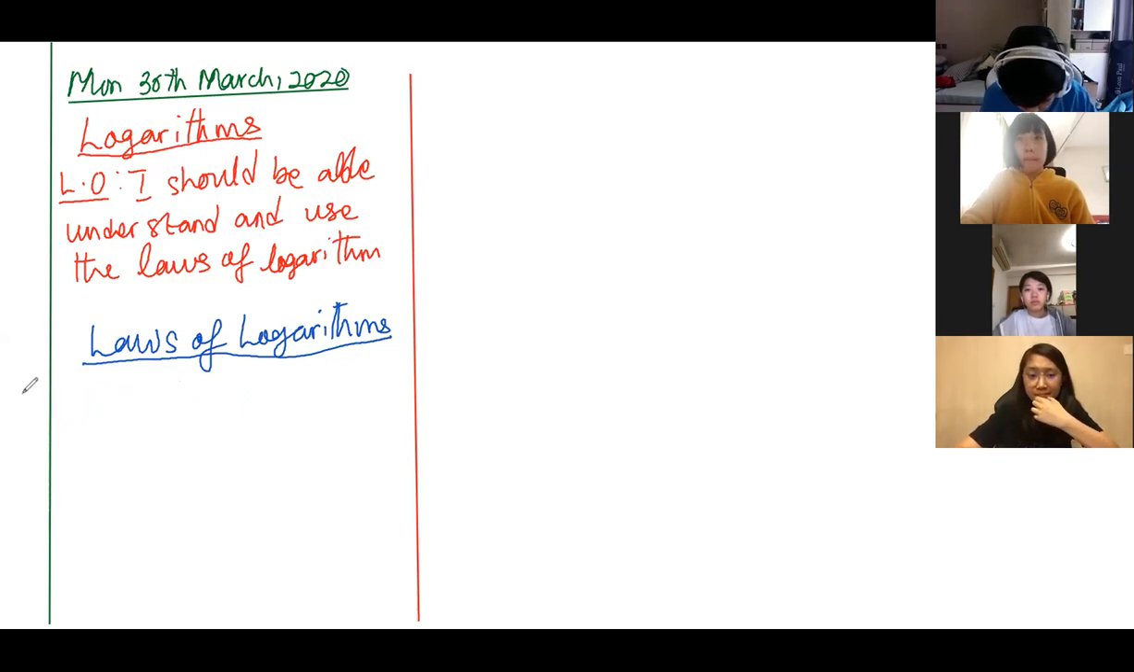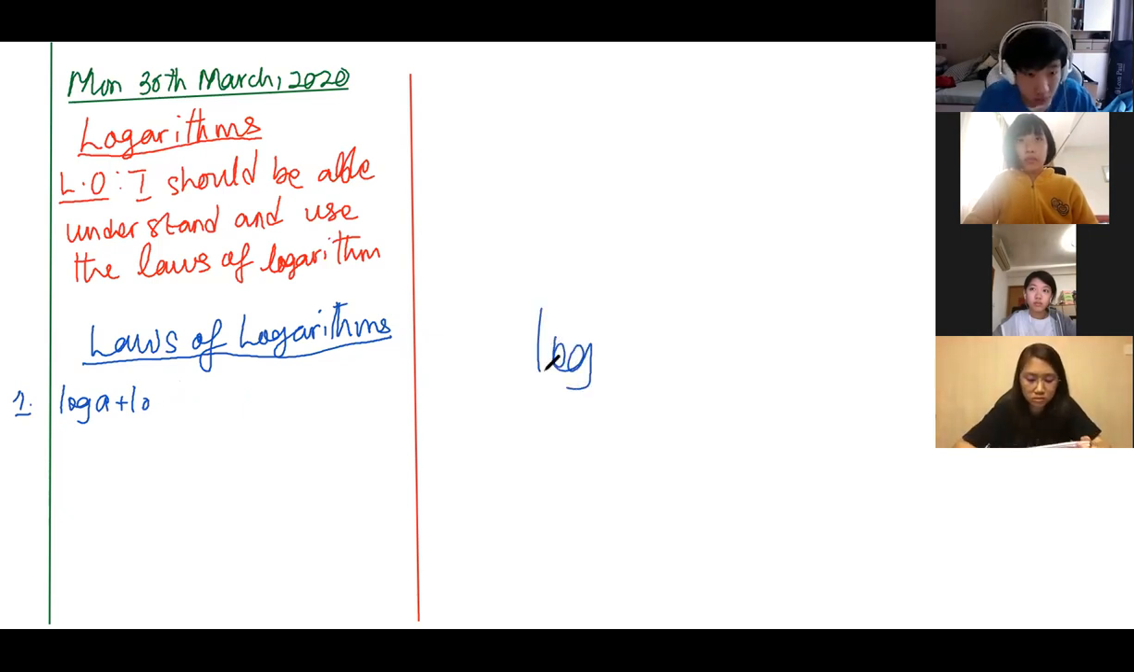So the first one, logarithm of A plus, before then, this is how we pronounce this. Sorry, I skipped that part. Log A, this is log A base B. That's how we pronounce it. This is the base and this is the logarithm. I should have written that first, but I'll write it maybe after the law. I don't want to erase too many things and mess up your book.